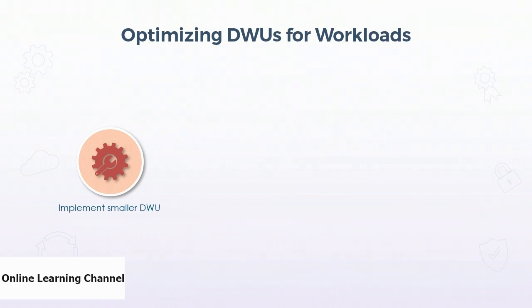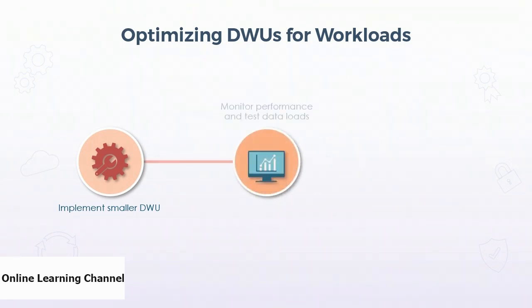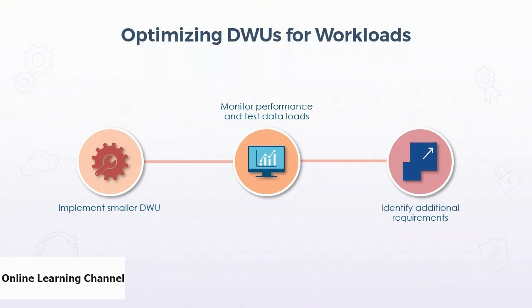But to optimize, you want to start small. Implement a smaller DWU, monitor that performance, and test the data loads. If you see the performance is sluggish and the data loads are high, then you're going to have to make some changes. Identify some additional requirements. Maybe we need X number more DWUs. Then we can apply that, go back and monitor performance and test the data loads, identify any additional requirements again, and repeat the process until you've hit the optimal DWUs for your workload.